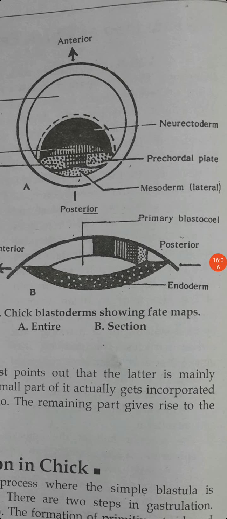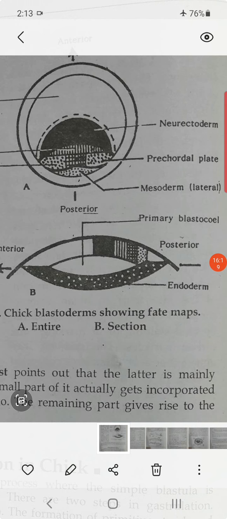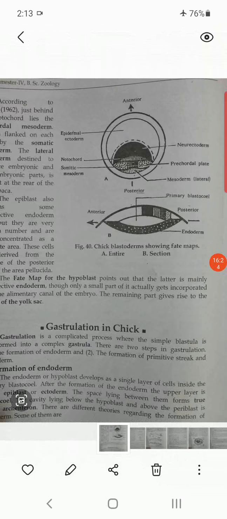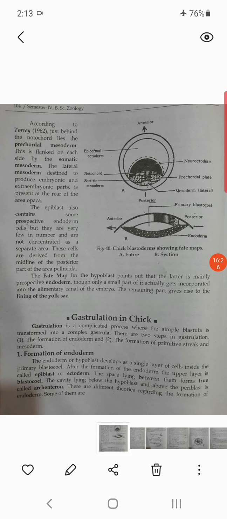The fate map for the hypoblast points out that the latter is mainly prospective endoderm, though only a small part actually gets incorporated into the alimentary canal of the embryo, and the remaining part gives rise to the lining of the yolk sac. So in this way, this is the fate map of the hen's egg.